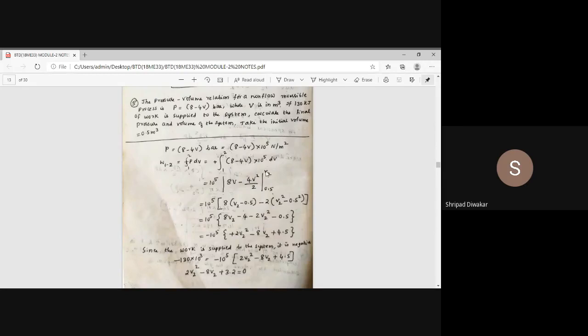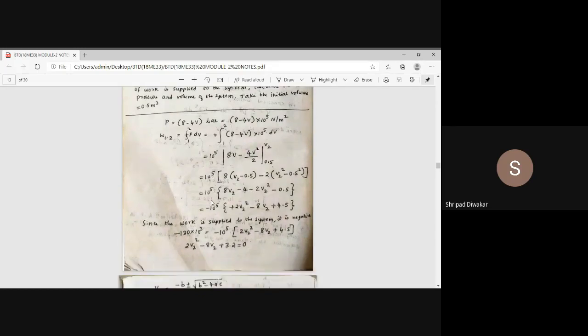As I said, once again, you have to segregate into two terms. One is 8 dV, which you have to integrate. Integration of 8 dV is nothing but 8V, and integration of 4V is nothing but 4V square divided by 2. So you have to integrate separately. Integration of 8 dV is 8V. Integration of 4V with respect to dV is 4V square divided by 2.